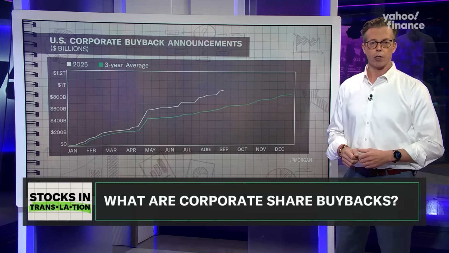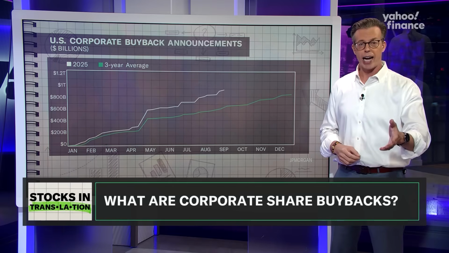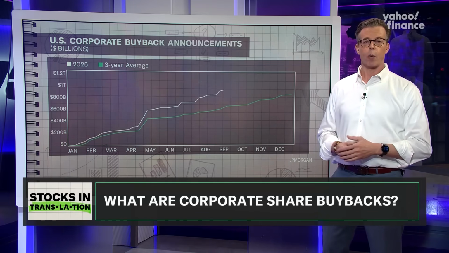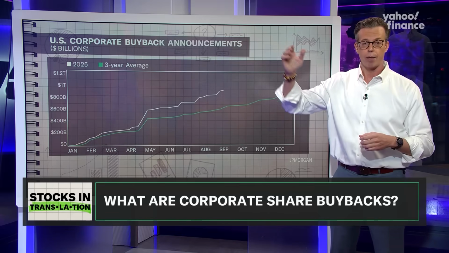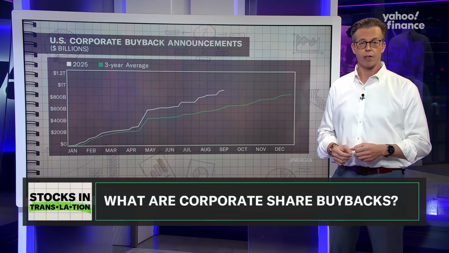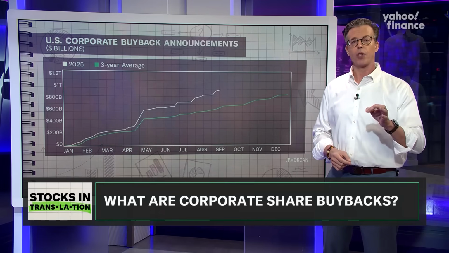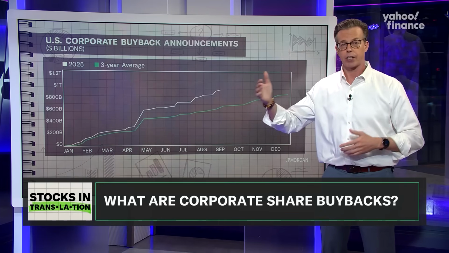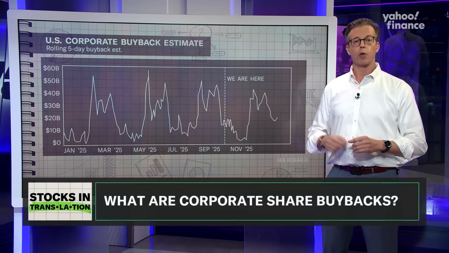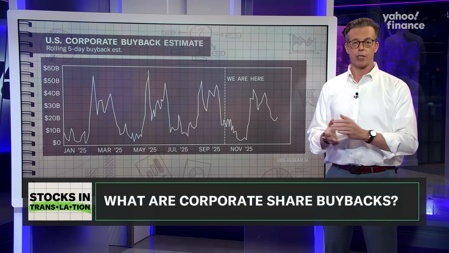The first chart that we're going to look at, courtesy JP Morgan, shows how stock buyback announcements have been tracking this year in white versus the 3-year average in green. Notice how 2025 climbs faster and higher. It's only September and we're already closing in on $1 trillion, which happens to be the end of year average. Also important, these are only announcements, not actual buyback executions, which we're going to take a look at next. This next chart by UBS shows the rolling 5-day buyback executions for 2025 in billions of dollars.